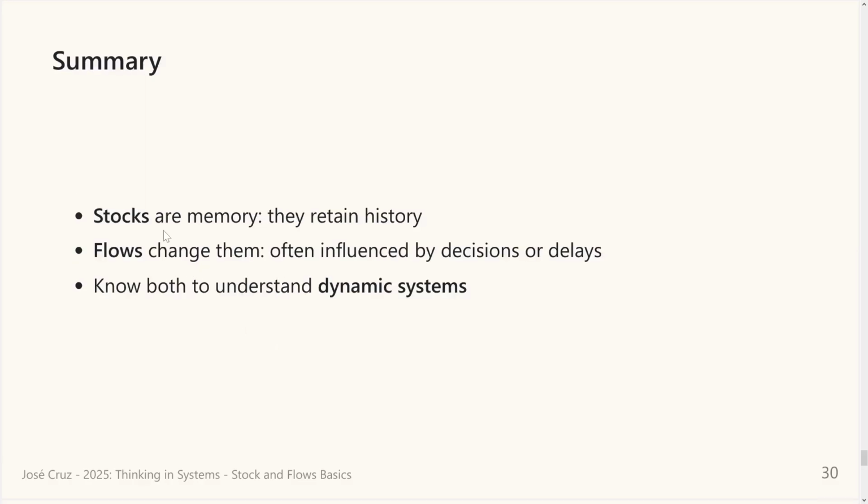So in summary, stocks are memory, they retain history, and they really influence our system. Flows change them, often influenced by decisions or delays. Know both to understand dynamic systems.